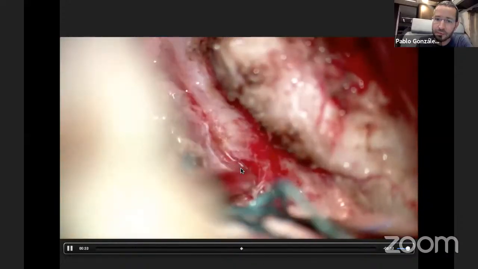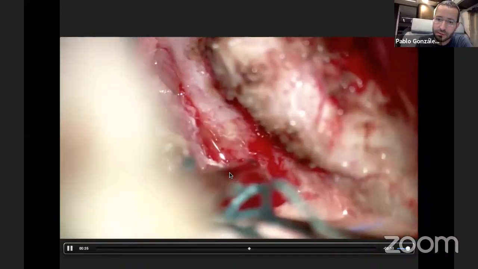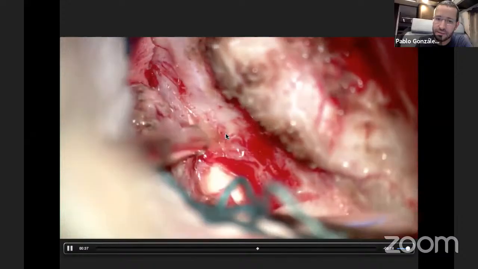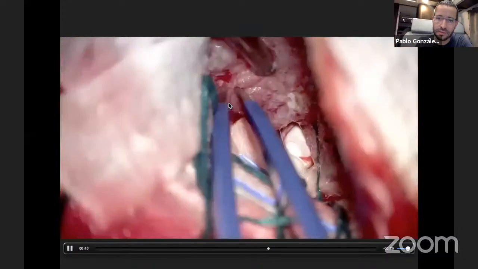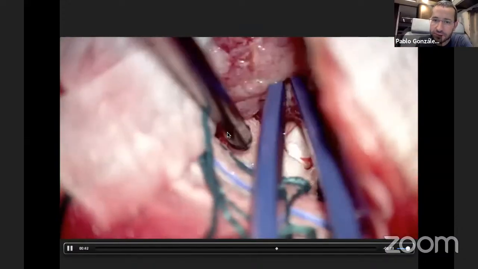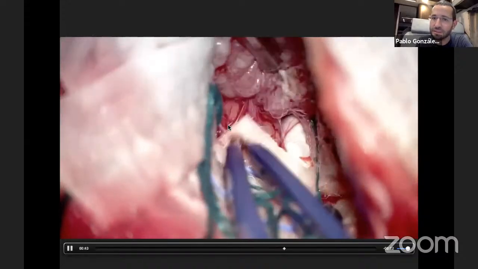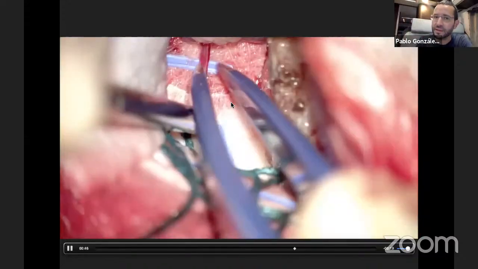So debulking, now moving posteriorly, this is the contralateral optic nerve, so you can see how good this unilateral approach is. And these are the feeders that are always there at the end of the surgery if we go bifrontal, and we can see them.